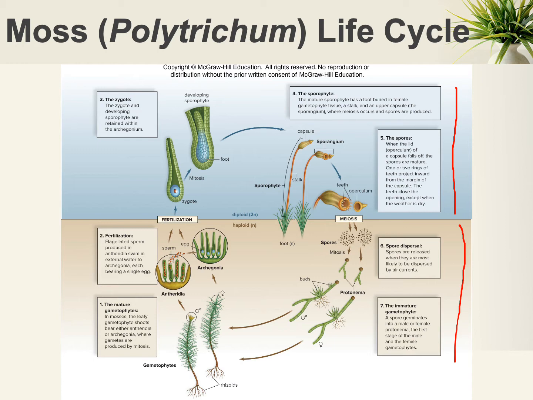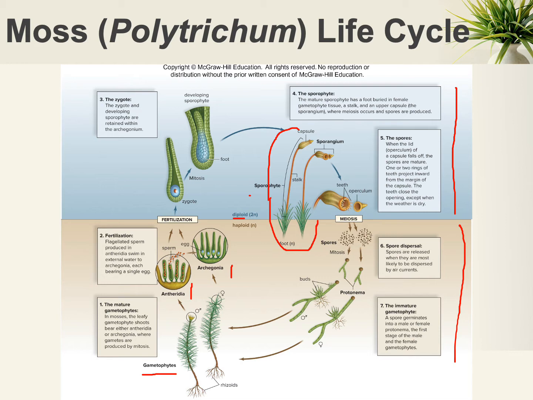So the sporophyte, which is diploid, this is the sporophyte. The sporophyte is diploid. It is non-photosynthetic at maturity and produces spores. Down here, we have the gametophyte, which is the leaf-like gametophyte, which is haploid, is photosynthetic and produces the sperm and egg. Okay, it produces the antheridia and the archegonia.